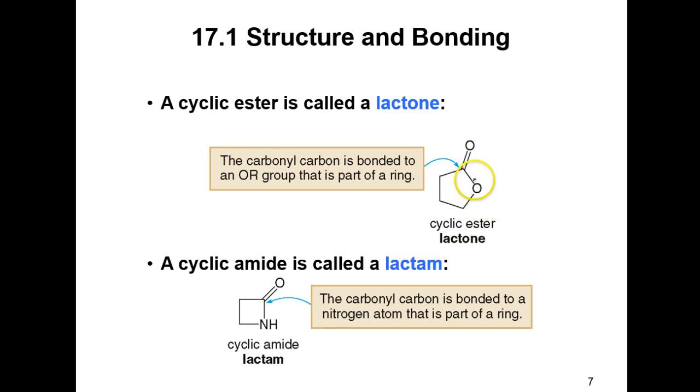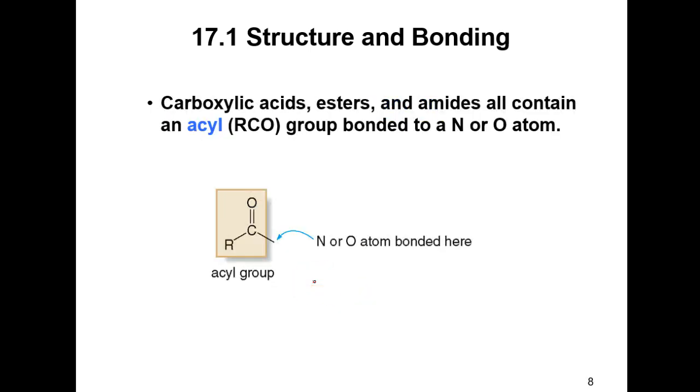Cyclical esters: notice this is an ester because you have a carbonyl with an R group, technically an R group attached to my oxygen. They're called lactones. And cyclical amides are called lactams. It's still an ester, but if it's in the cyclical form, we call them lactones. And if it's a cyclical amide, it's called a lactam.